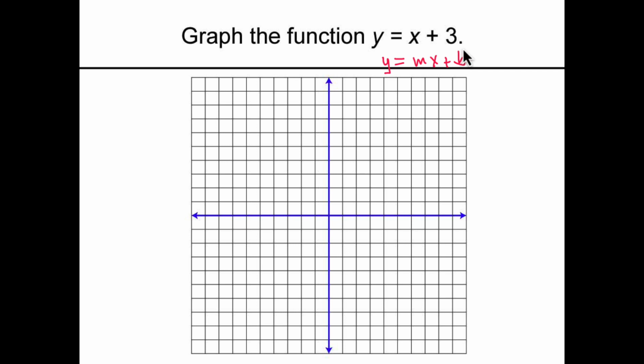Start by identifying the y-intercept, b. In this case, the y-intercept is positive 3. This value can be graphed on the y-axis. 1, 2, 3, right here.